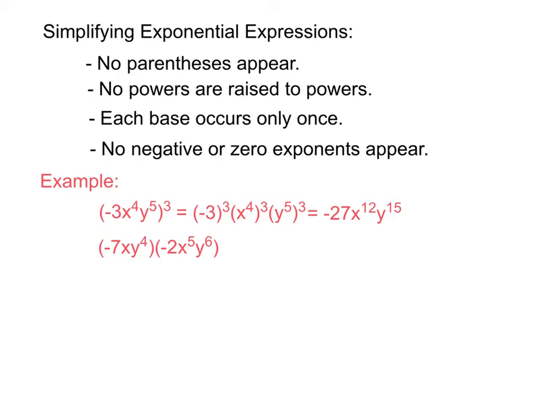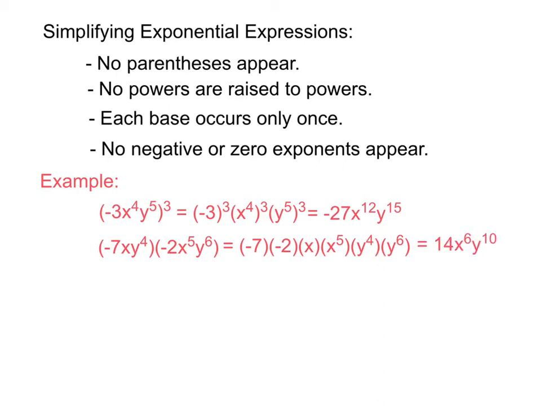So let's look at another example. We've got parentheses minus 7x, y to the fourth, parentheses, times, parentheses, minus 2x to the fifth, y to the sixth, parentheses. Let's simplify this. So now, if we group factors together with the same base, in other words, group the x's, group the y's, and group the numbers together, we have minus 7 times minus 2, then x times x to the fifth, then y to the fourth times y to the sixth.